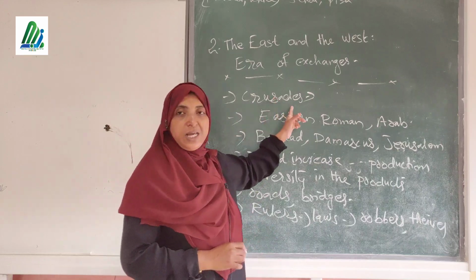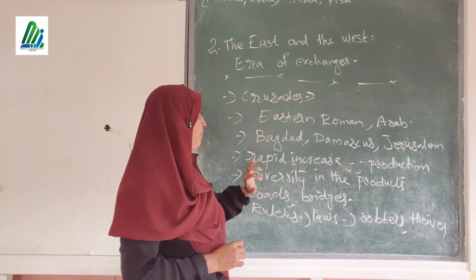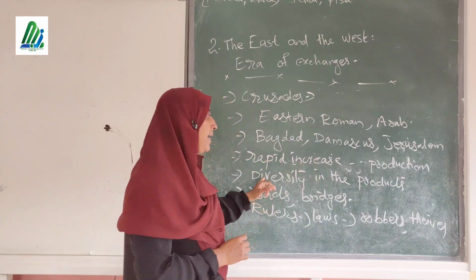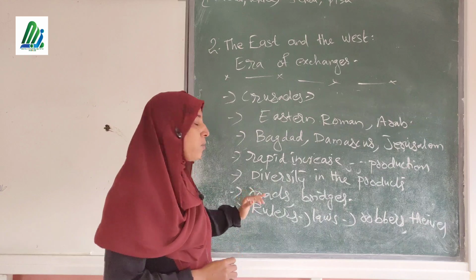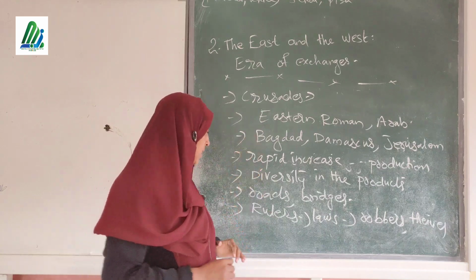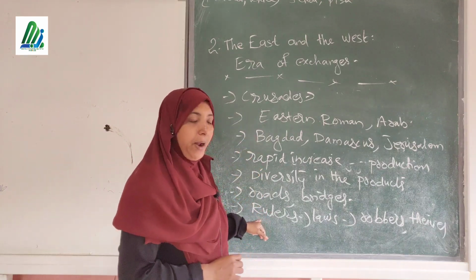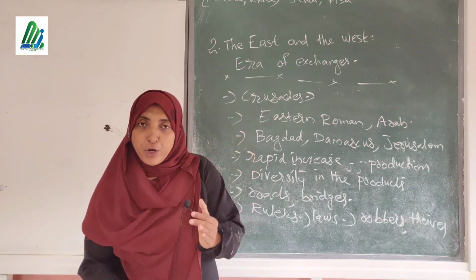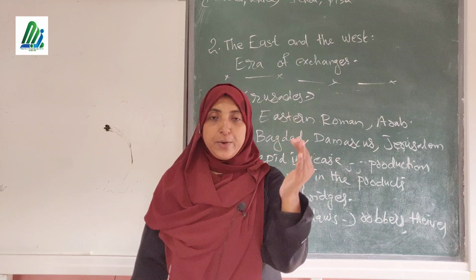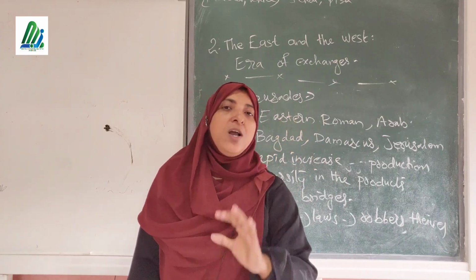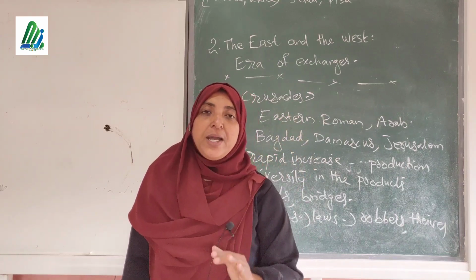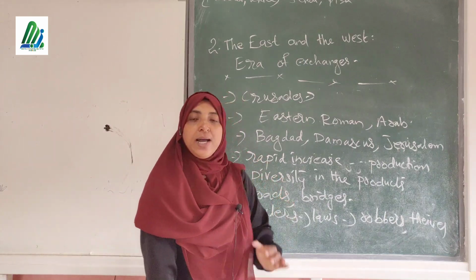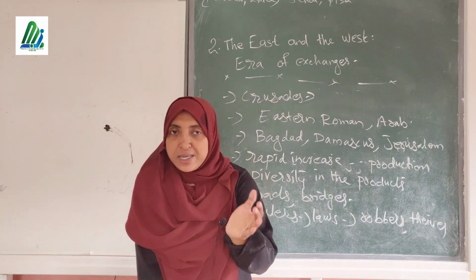So first one, the starting of the Crusades. Next one, rapid increase in production, then diversity in the products. The next one, so many roads and bridges were constructed. Then another important point, the rulers of that time implemented different types of laws to regulate, or control, the bad activities of thieves and robbers. All these factors helped the trade relation between East and West.